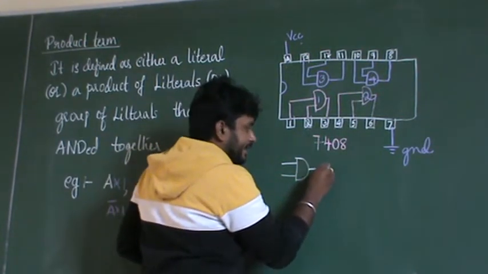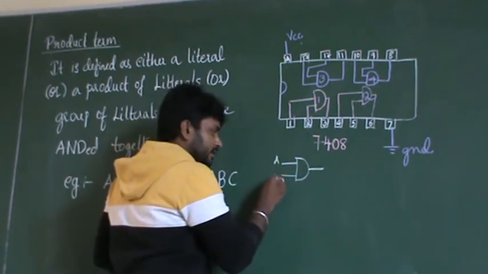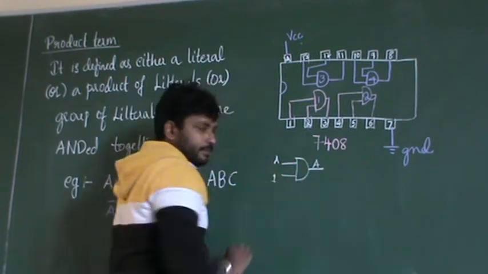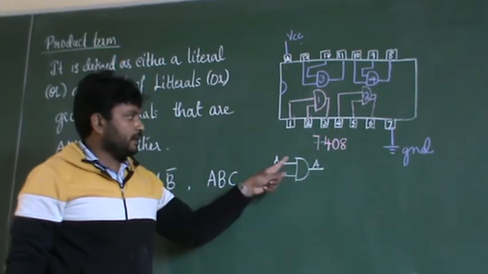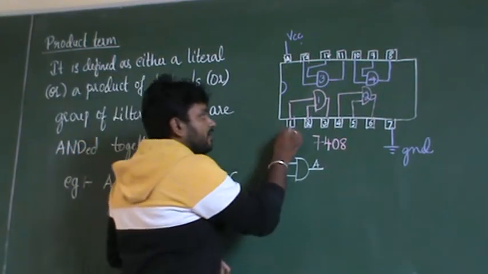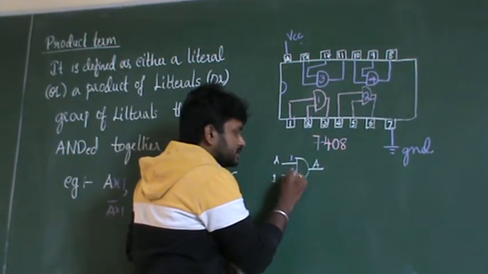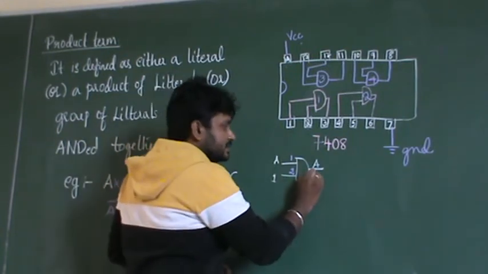This is my AND gate, okay. I am giving A here and I am giving 1 here, so it will be always A. So what is the pin numbers for this? If I am using AND gate 1, my pin numbers are 1 and 2. 1 and 2 are the inputs and 3 is the output.